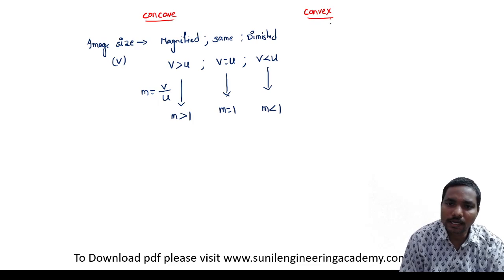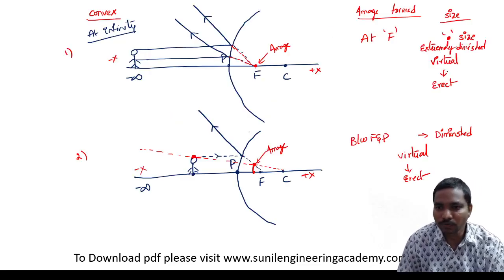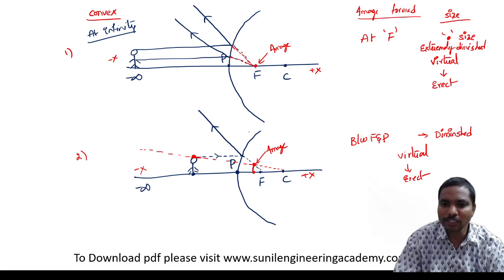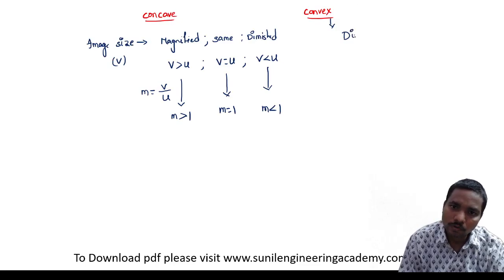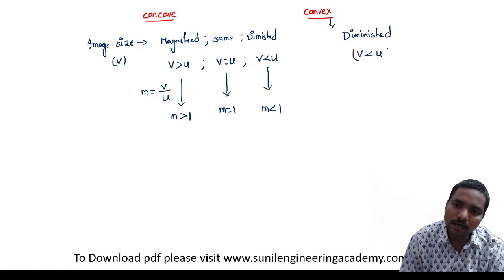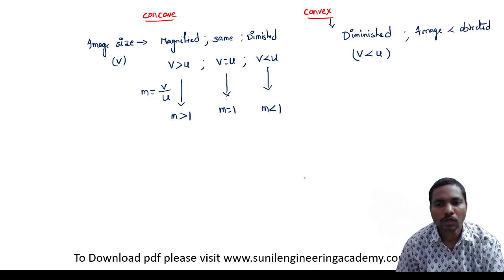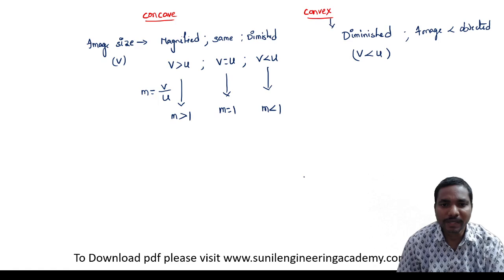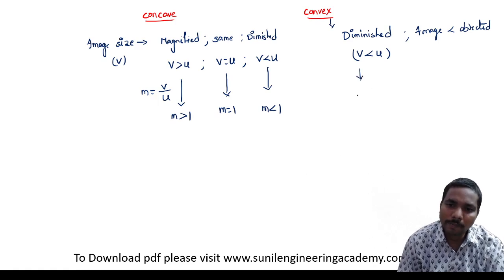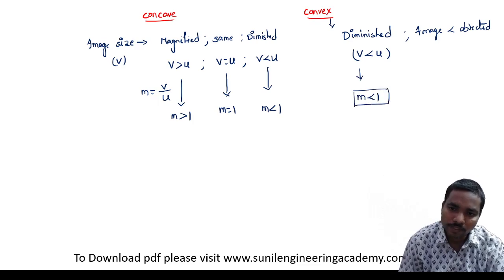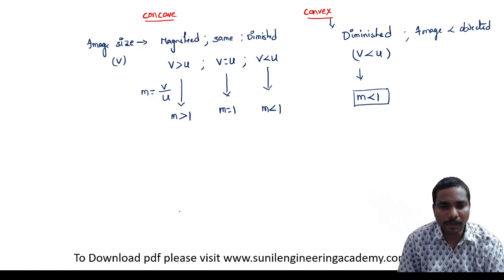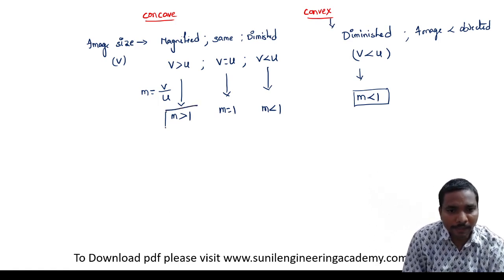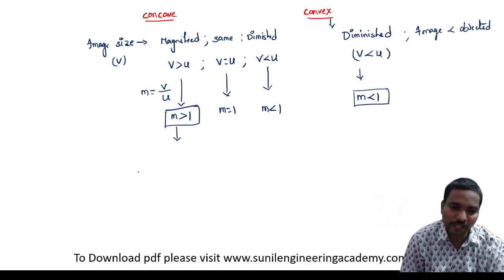If you consider the convex type, what are the two possibilities we have? Extremely diminished and diminished. Only diminished possible. Only diminished, in the sense, image is always less than object. Image size always less than object. Only reduced images, diminished images, small images possible. So linear magnification less than 1 only. But concave all possible. So that is the main application of this concave, wherever there is a magnification.